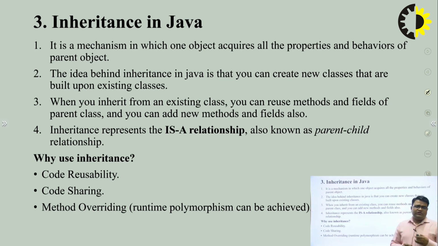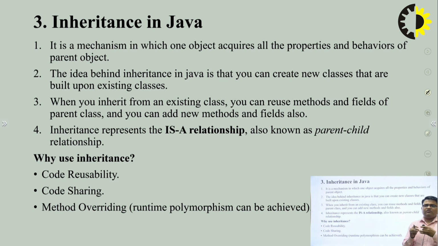And the next principle is inheritance. Inheritance is also an important principle in Java. It is a mechanism in which one object acquires all the properties and behavior of a parent class. The idea behind inheritance in Java is that you can create new classes that are built upon existing classes.